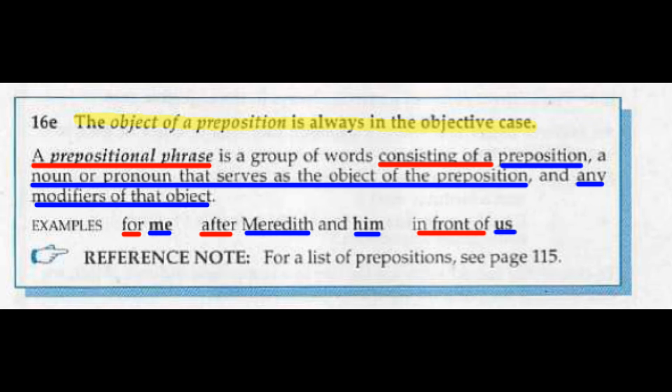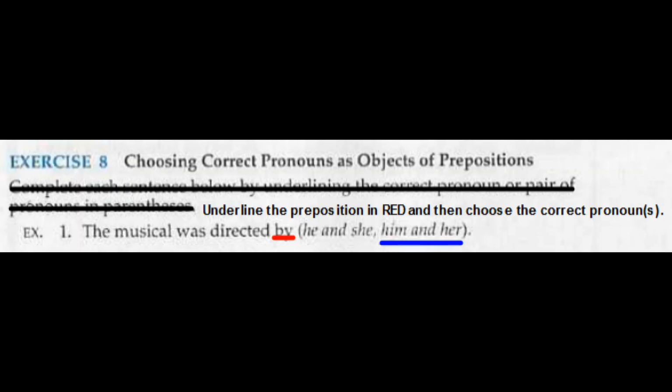I've underlined the prepositions in red: for, after, in front of. Now I've underlined all the objects of prepositions in blue. For me, object of preposition me. After Meredith and him, objects of the preposition Meredith, him. In front of us, object of preposition us. If you need a full list of prepositions, look on page 115. That's good to know. You might even want to tab that page so that you can refer back to it quickly. Now we're going to do exercise 8, choosing correct pronouns as objects of prepositions.